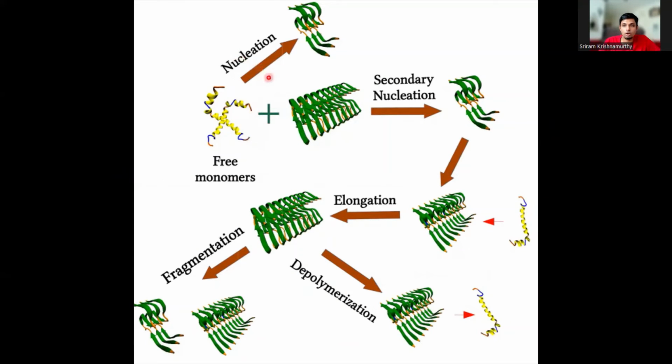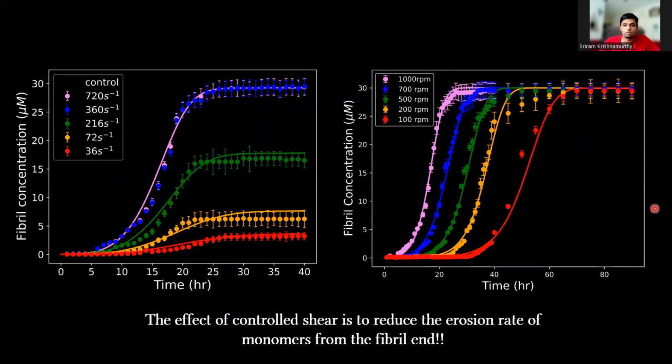The protein monomers form a nucleus and then proceed to elongate into linear aggregates. The aggregates could also break into smaller fragments and continue to grow. The novelty in this work is the consideration of a depolymerization step. In this step, we hypothesize that the monomer in the fibril can actually erode away depending on the applied shear rate. To our surprise, we found that the effect of increasing the shear rate is to actually reduce the erosion of monomers from the fibrils.